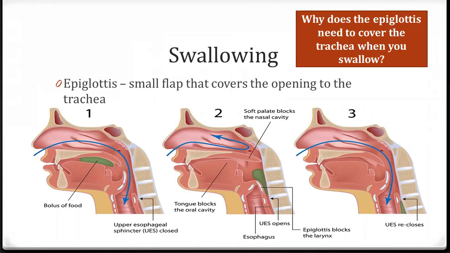Okay, swallowing. So when you swallow, your epiglottis is the small flap that covers the opening to the trachea. We talked about it in the respiratory system, basically to prevent food from going down your trachea.